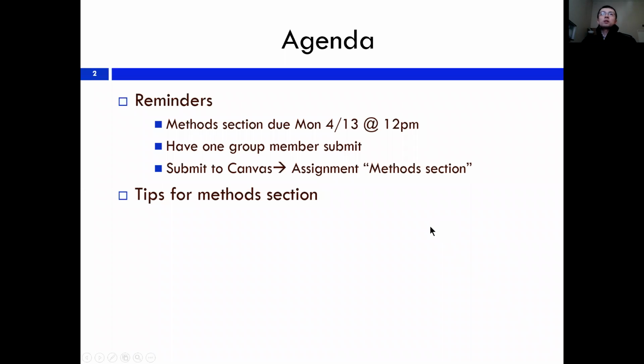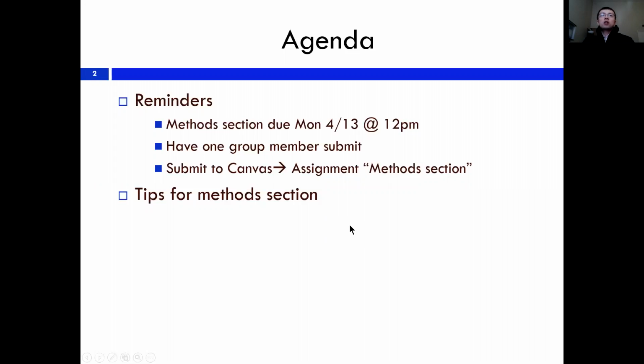Just a reminder, the method section is due on Monday, April the 13th at 12 p.m. You guys have almost a month to finish it, so don't worry about that. Also, since this is a group assignment, you can only have one representative of your group submit this assignment. You can submit it to Canvas in the section for the method section.